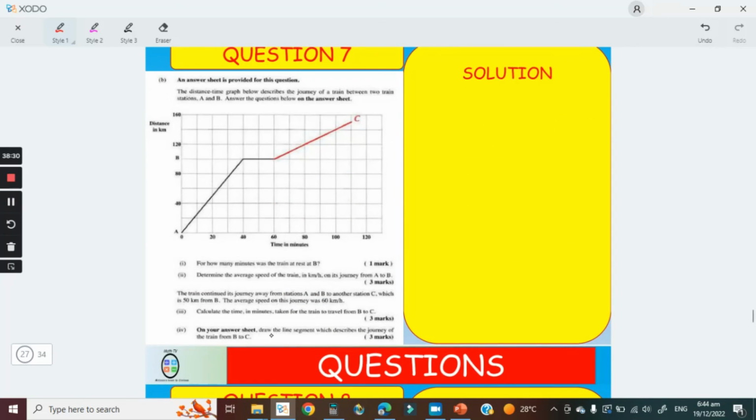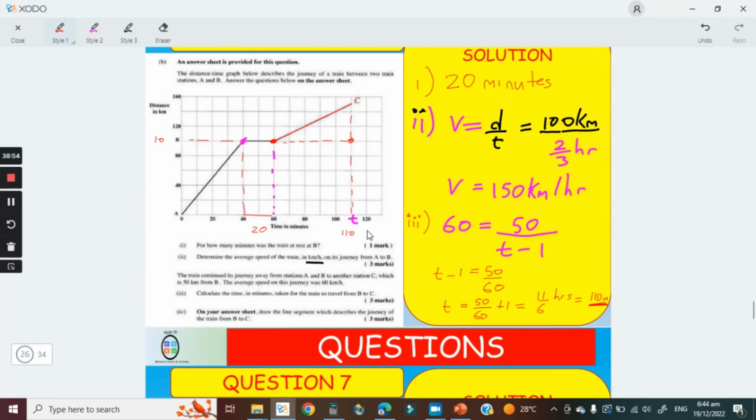Now the last part says, on your answer sheet, draw a line segment which describes the journey from B to C. Oh my, guys, can't you see what I did? When I was setting up this question, I was the one that put in this red line, and this red line should have come in after. That means you had to actually work it out without having this red line here. So my apologies, guys. I put it in first on the graph, and then I put the question together. So we have to ignore part 4. My bad. Sorry, guys. We can't do this because I already put that in for us.